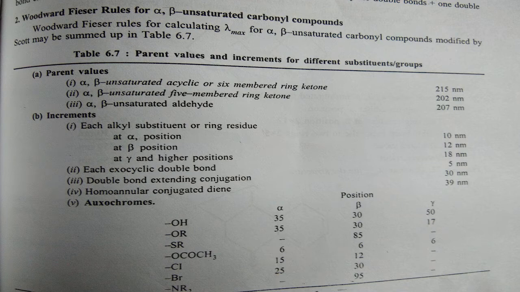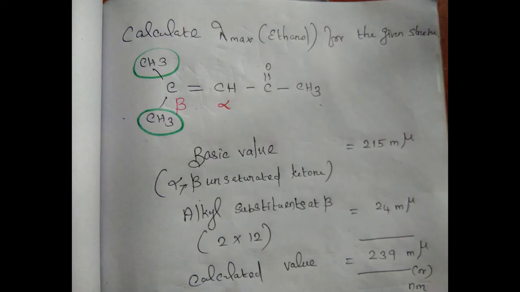And for each exocyclic double bond, we add 5 nanometer. For every double bond extending conjugation, we add 30 nanometer. For the homoannular conjugated diene, the increment is 39 nanometer. And for other auxochromes, the values change depending on the position, whether it is present in alpha or beta. Let us look into some examples.